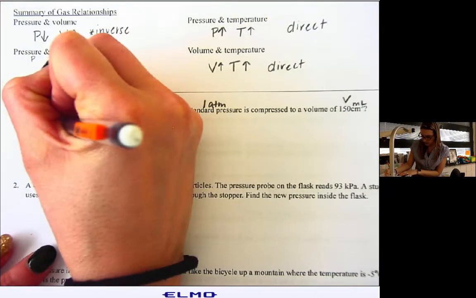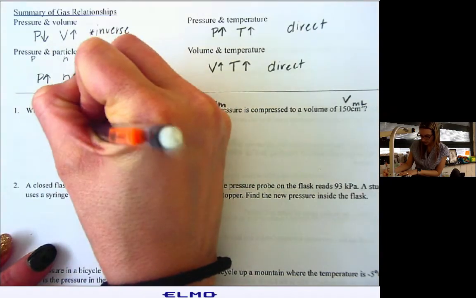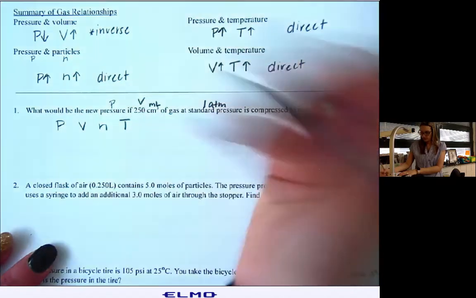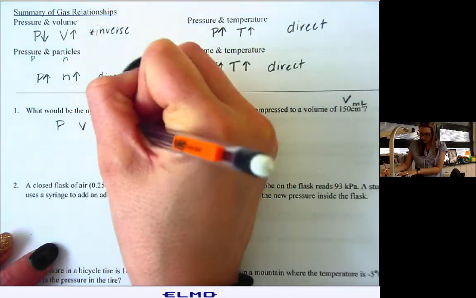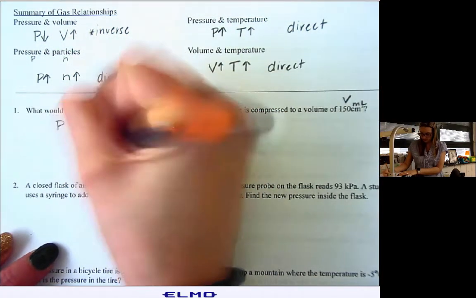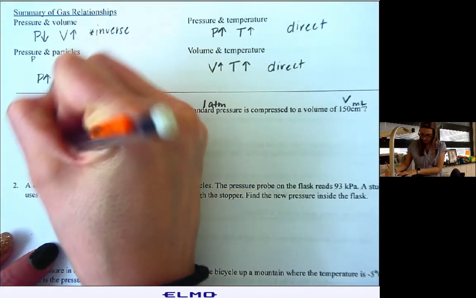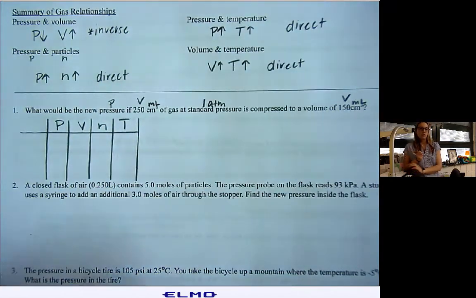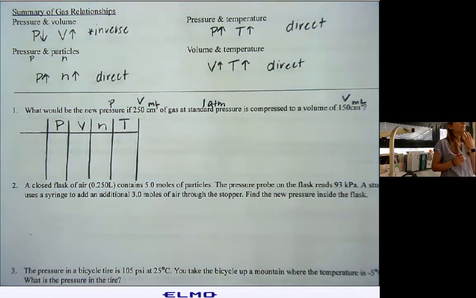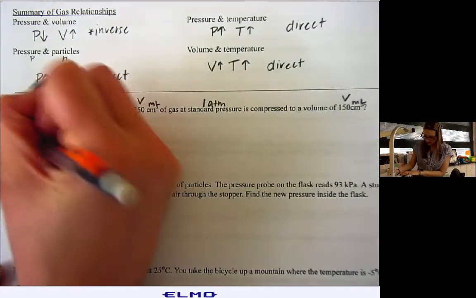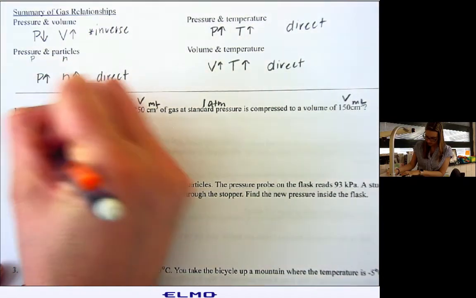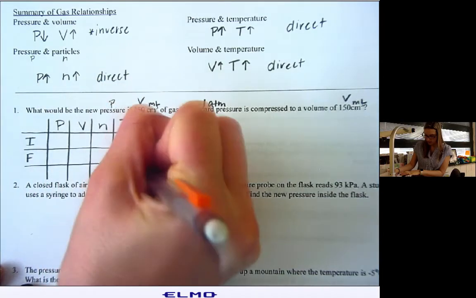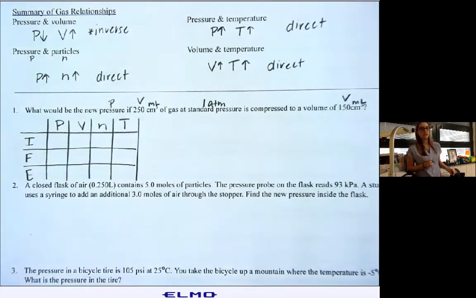This is what a PVnT table looks like. I have pressure, volume, number of particles, and temperature. And I make a table that I'm going to fill in. I'm going to go straight across. Now within the PVnT table, I have 3 rows. I have initial, I have final, and I have the effect. And we're going to actually fill this in.